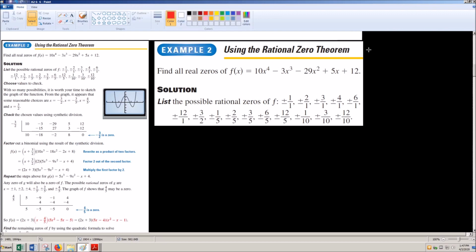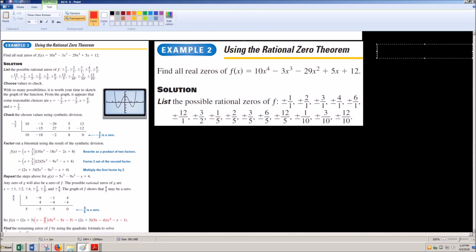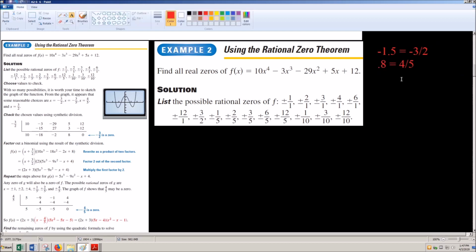So when I talk about -1.5, let's do it typing out so my handwriting is legible. That's the same thing as saying -3/2. So I've got that one, and I've also got this positive 0.8, which is 4/5. So I got these two zeros from looking at my graph.